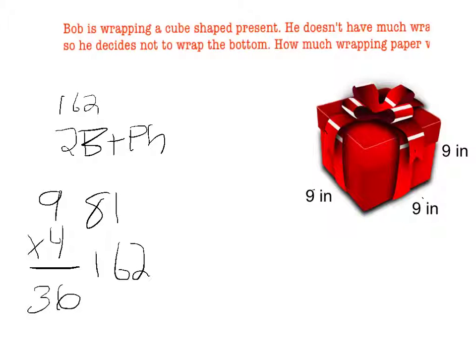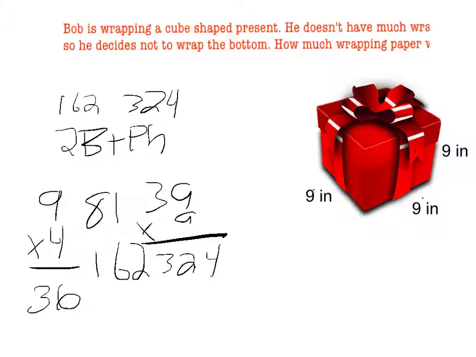Now you have to multiply our perimeter times our height. So we must do 36 times 9. 36 times 9 is 324. So we have 324 for the last part of our answer. If we add these two together, we would get 486.